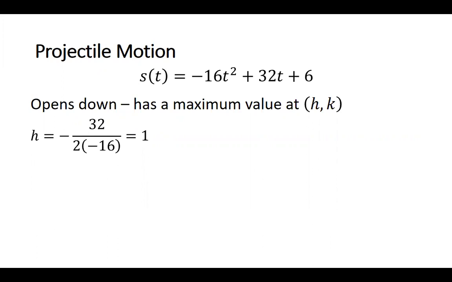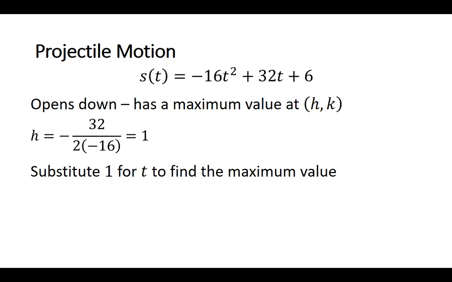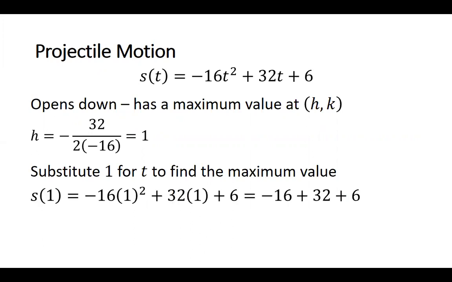Now, again, we could use our formula for k to find it, or we could just plug this 1 in place of t. So substitute 1 for t to find the maximum value. So s of 1 is equal to negative 16 times 1 squared plus 32 times 1 plus 6, negative 16 plus 32 plus 6, or 22 feet. So the maximum height is going to occur at 1 second, and it's going to be 22 feet.